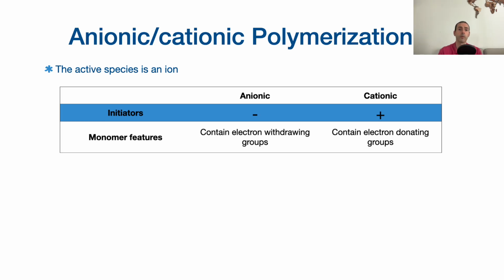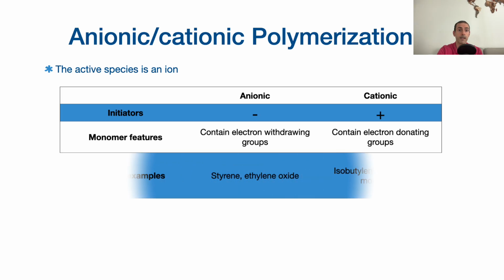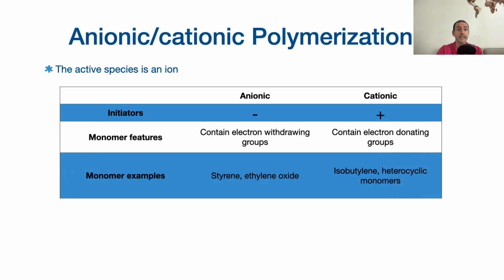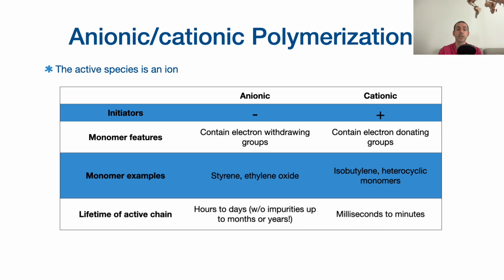Isobutylene is a typical example of a monomer that can stabilize a carbocation. The lifetime of the active chain is very different in these two mechanisms. In anionic polymerization, if no impurities are present, the chains are essentially immortal. There's no natural termination step. Only traces of water, oxygen, or other proton donors can induce termination. Under clean conditions, the active chains can survive for hours, days, and in extreme cases, even months or years.